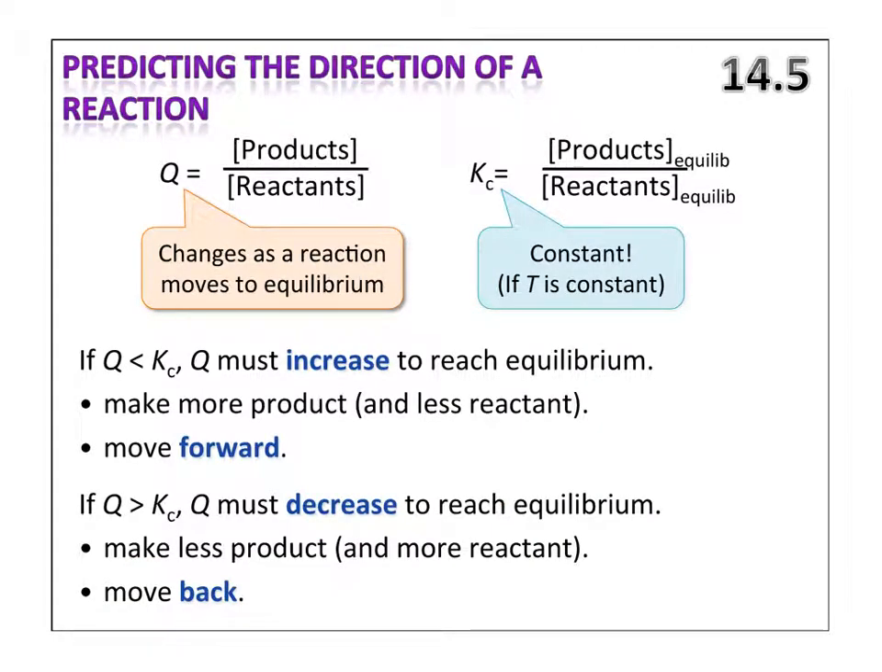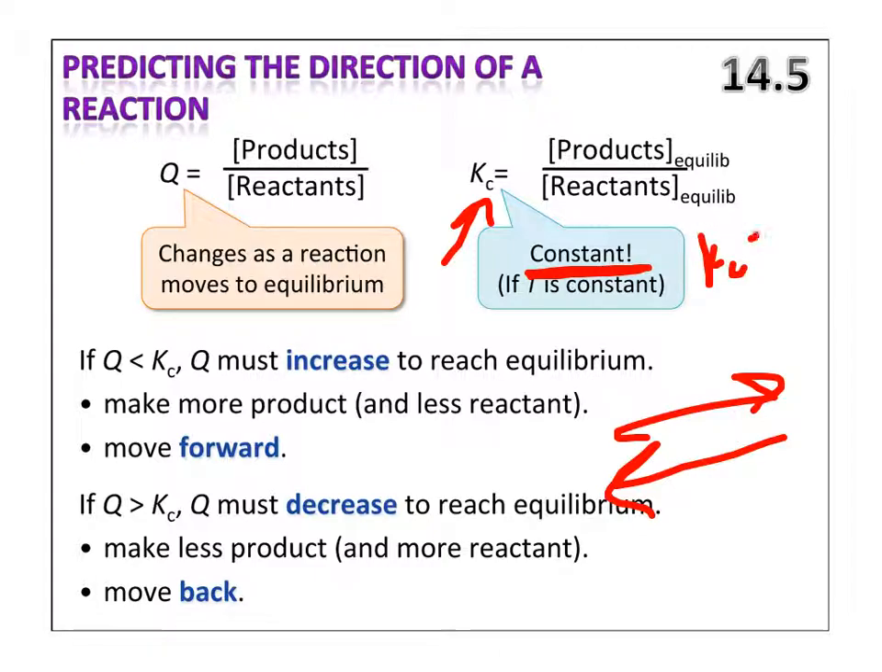So, predicting the direction of reaction. How do you know what direction? Are we going in the forward or the reverse direction? Well, we have to determine that. We have to figure out what Q is. We're going to know what Kc is, and it's going to stay constant. So if your Kc equals 1, it's going to stay at 1 as long as the temperature isn't changed.